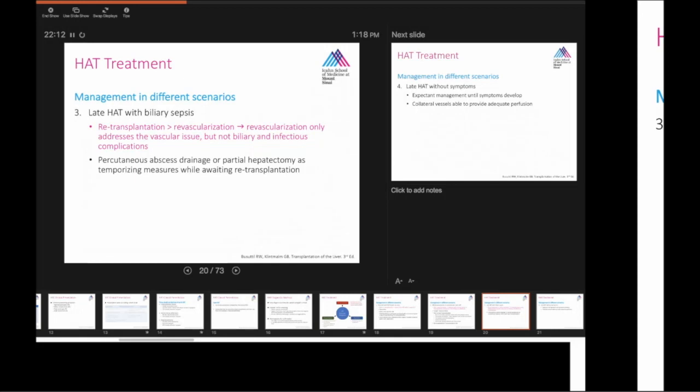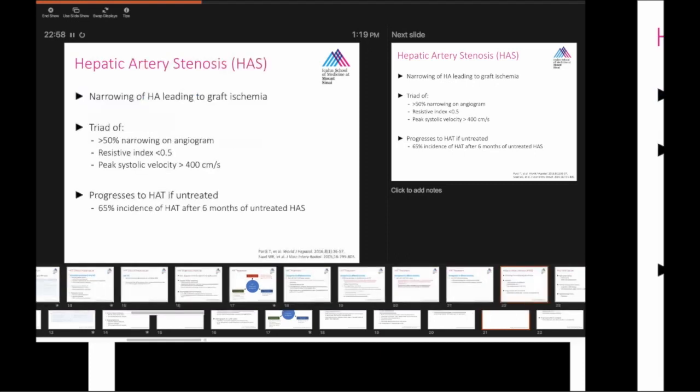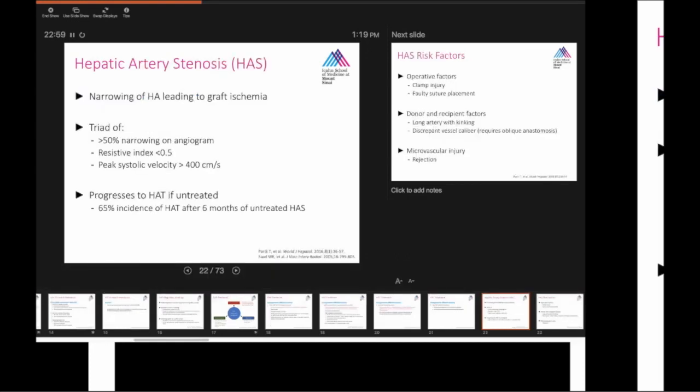And sometimes while you wait for retransplant, you might have to drain abscesses, or you might even have to do a partial hepatectomy, depending on the complications that develop as a result of this. And finally, for late HAT patients without symptoms, expectant management is fine. Why are they asymptomatic? Because if HAT develops fairly late, or fairly slowly, that gives the vessels enough time to form collaterals to provide adequate perfusion. So that's HAT. The next thing we talk about is hepatic artery stenosis.